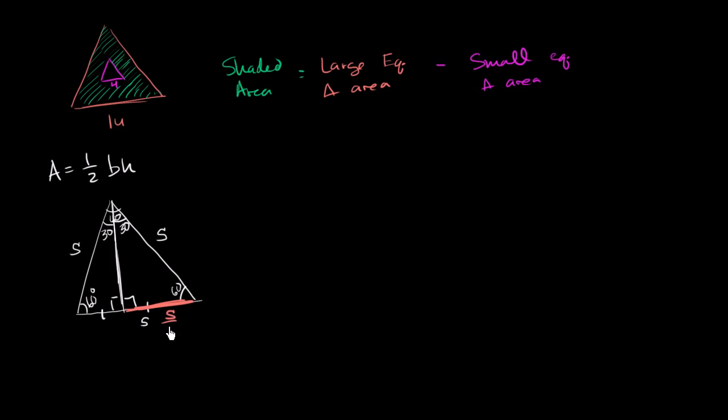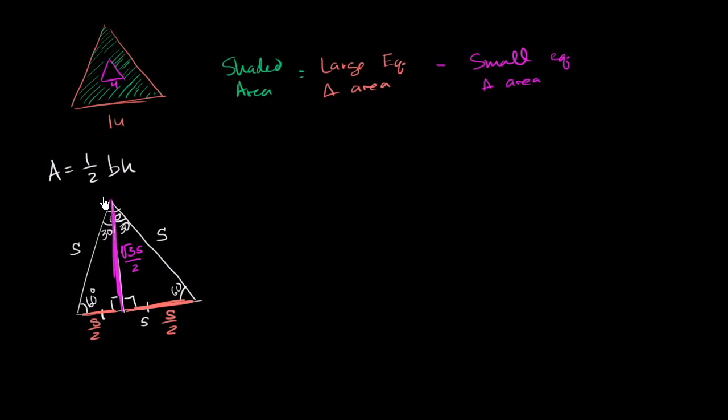If this is S, and I've just split this in two, this orange section right over here is going to be S over 2. This is also going to be S over 2 right over here. They obviously add up to S. And then we know from 30, 60, 90 triangles that the side opposite the 60-degree angle is square root of 3 times the shortest side. So this altitude right over here is going to be square root of 3 S over 2.